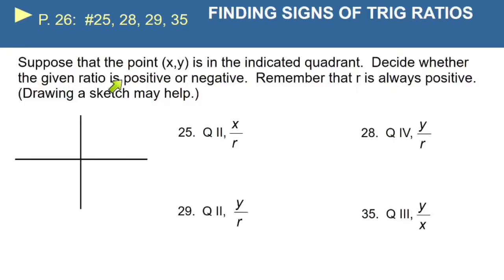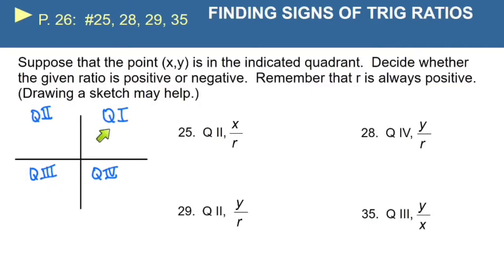Decide whether the given ratio is positive or negative. Remember that r is always positive. Drawing a sketch may help. So we are going to start with a little sketch. Here I've got us a coordinate system. And remember that the quadrants are labeled quadrant 1, 2, 3, 4, starting in the upper right and going counterclockwise.